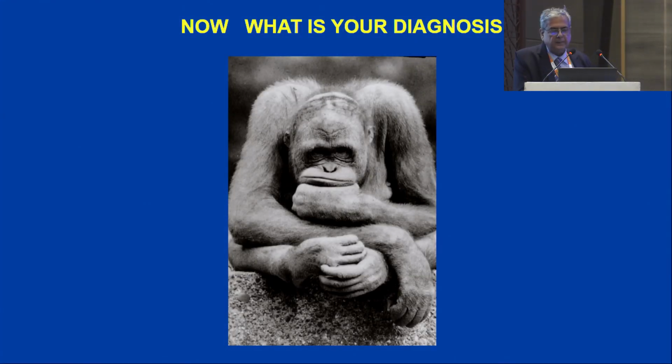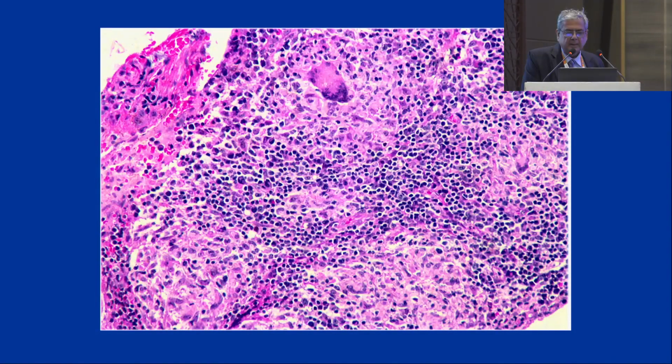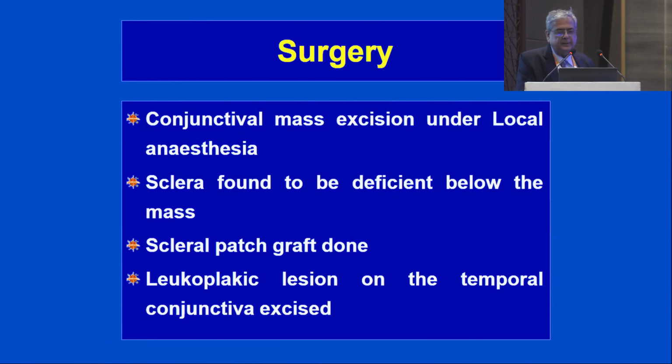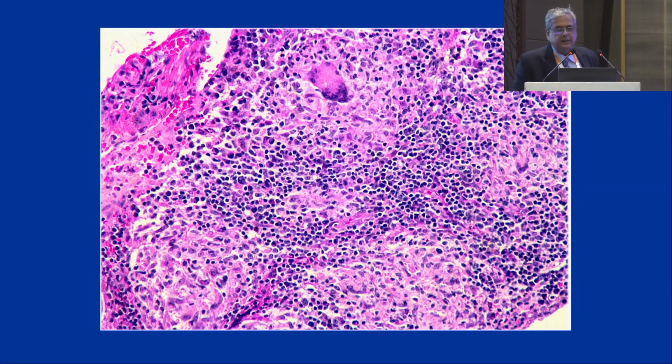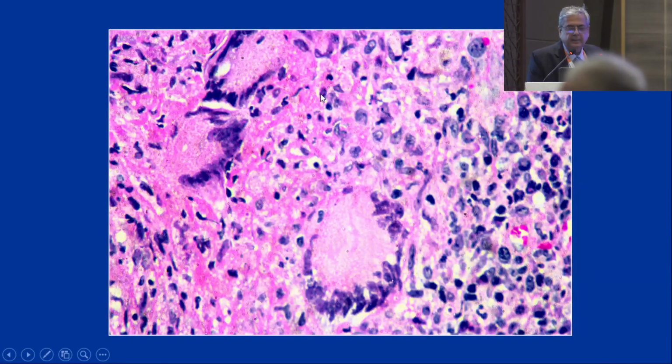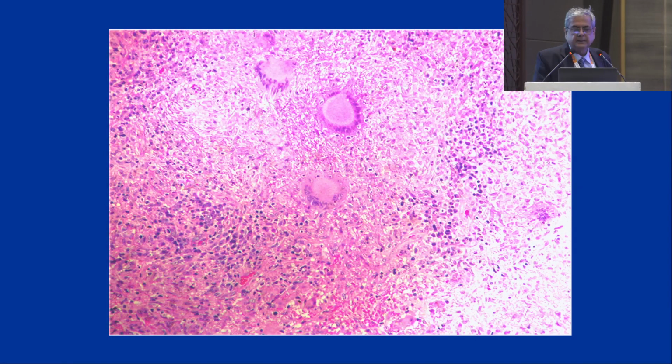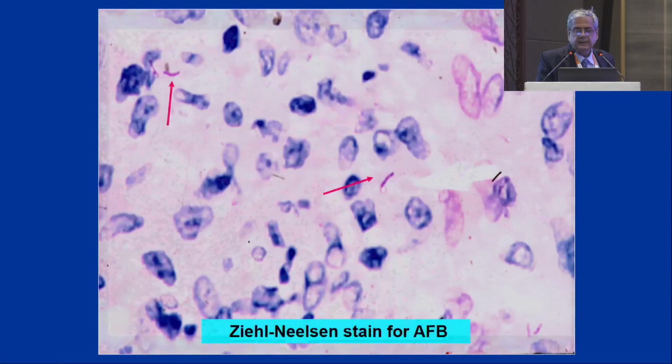Enlarged preauricular and submandibular lymph nodes, conjunctival mass. Lymphoma? No lymphoma. Conjunctival mass excision was done under local anesthesia, and you'd be surprised, the patient had chronic granulomatous inflammation with giant cells, and many more giant cells with caseation necrosis. You can see the caseation necrosis, and acid-fast bacilli was positive.